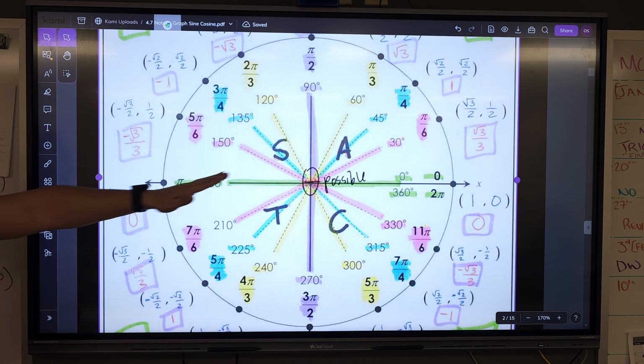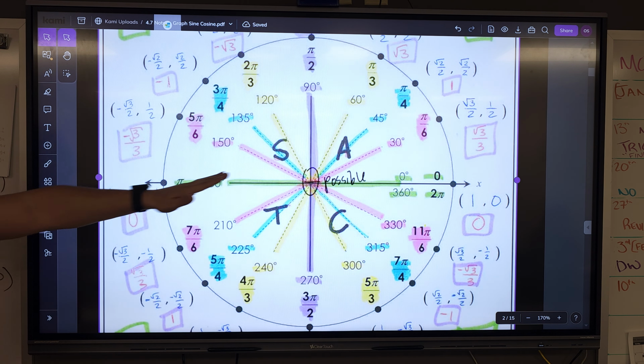What is the y value at pi over 2? 1. You see it? 1, right? You'll agree? Pi over 2, y value is 1. So we're going to put 1 at pi over 2. Okay, I don't want to scroll up and down, so I'm going to depend on you guys that have the unit circle to answer out loud, okay? Because I don't want to waste too much time.